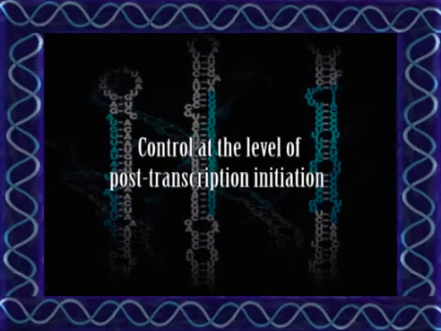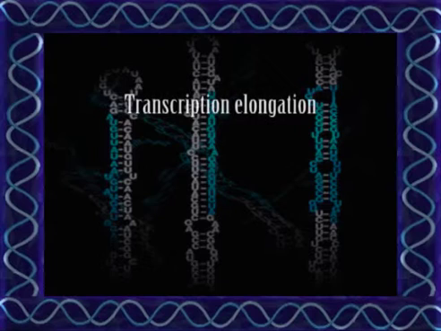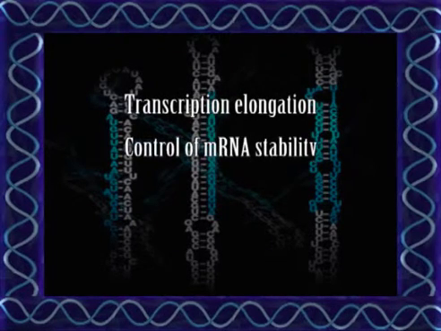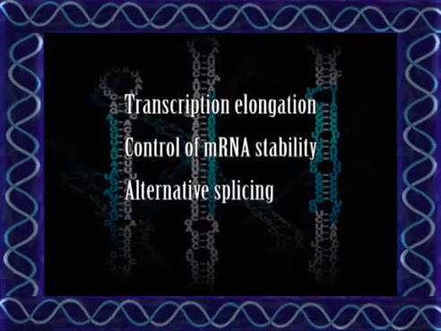The post-transcriptional initiation control includes the control of transcription elongation, the control of mRNA stability, and most importantly alternative splicing. After RNA polymerase II initiates RNA synthesis and successfully produces a short transcript, the transcription machinery undergoes a transition to the elongation mode. However, the transcription rate is not always constant.